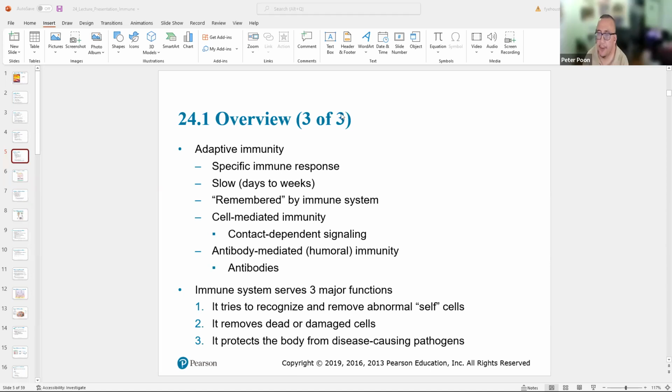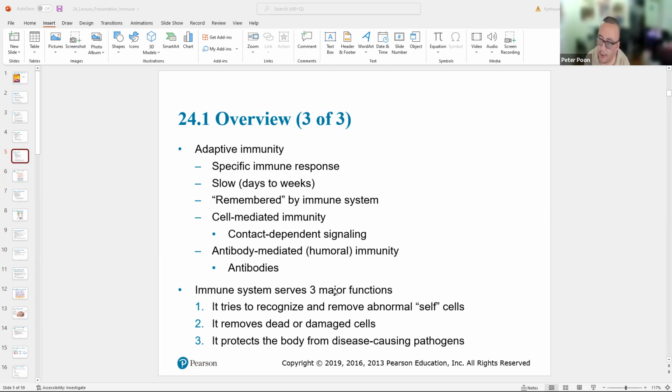All right. So the immune system has three major functions. Hold on, actually, I'm probably sharing the wrong screen.